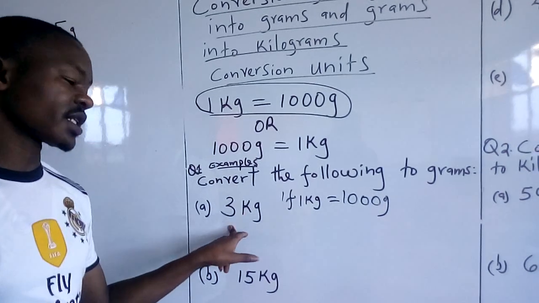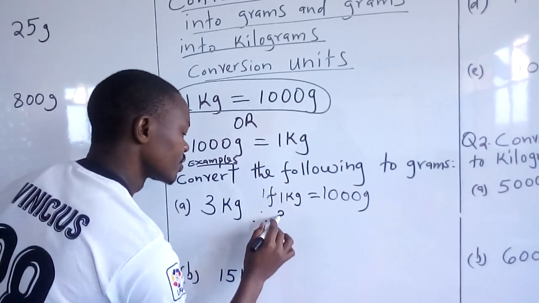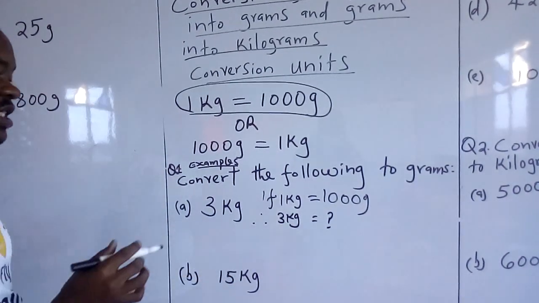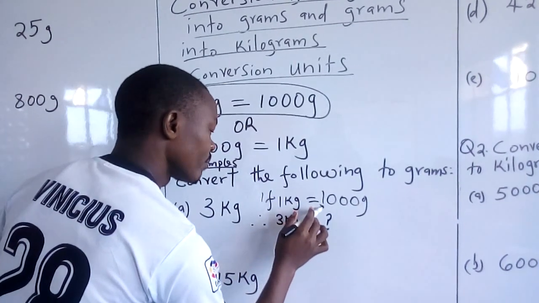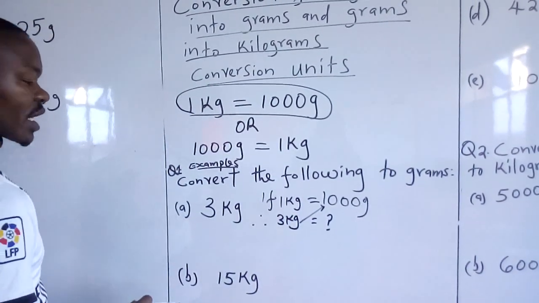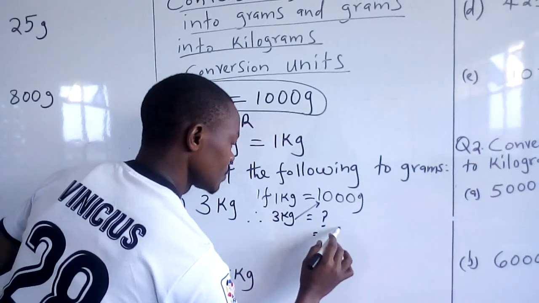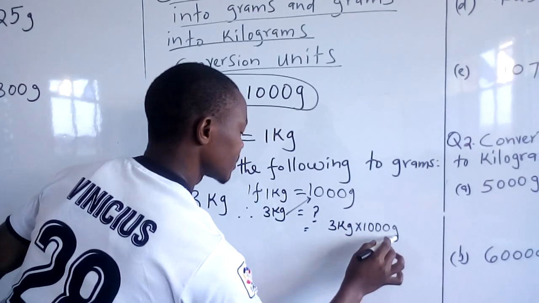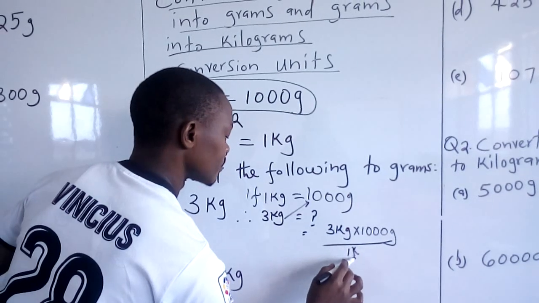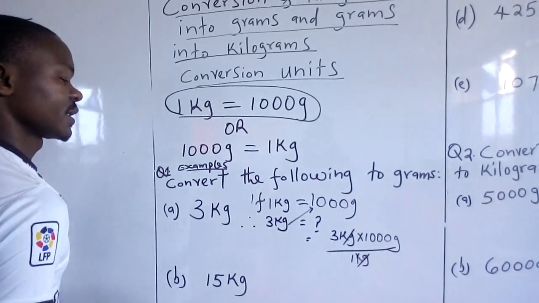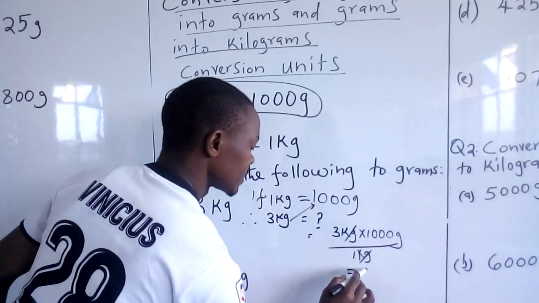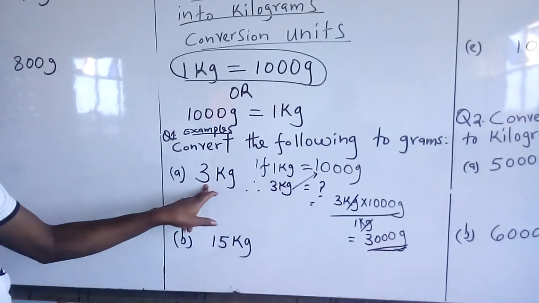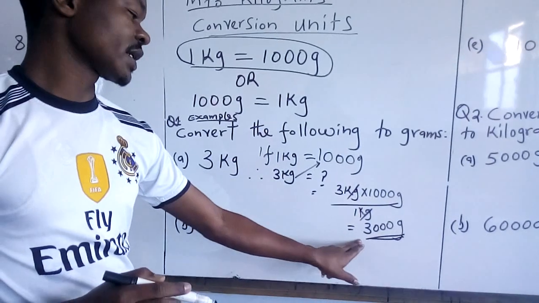What about this 3 kilogram that we have been given? What are we supposed to do now? We are simply supposed to cross multiply 3 kilogram by 1000, then we divide by 1 kilogram. So this is going to be 3 kilogram multiplied by 1000 grams all over 1 kilogram. The kilogram will cancel. Then you have 3 times 1000, you get 3000 grams. And therefore 3 kilogram converted to grams will be 3000 grams.